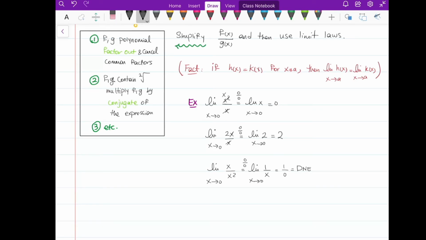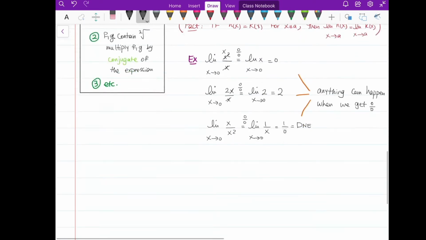So as you see, based on these 3 examples, anything can happen when we get 0 over 0. After our simplification, we can get anything. Like we can get does not exist. If we have the side limit in here, it will be positive or negative infinity. We get some numbers, so anything can happen.